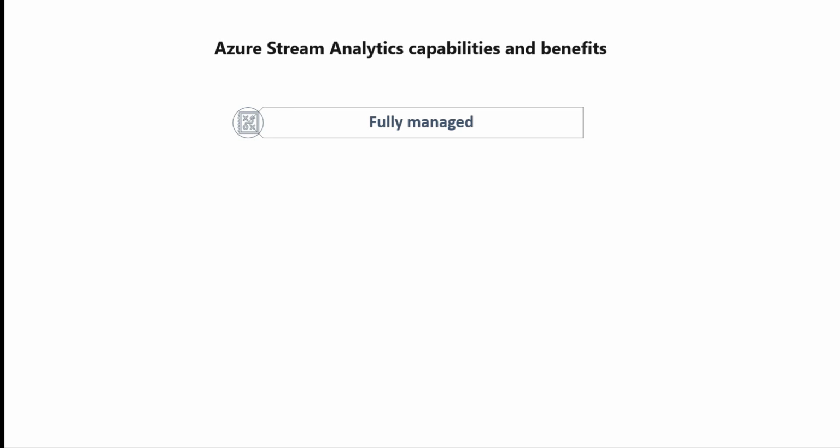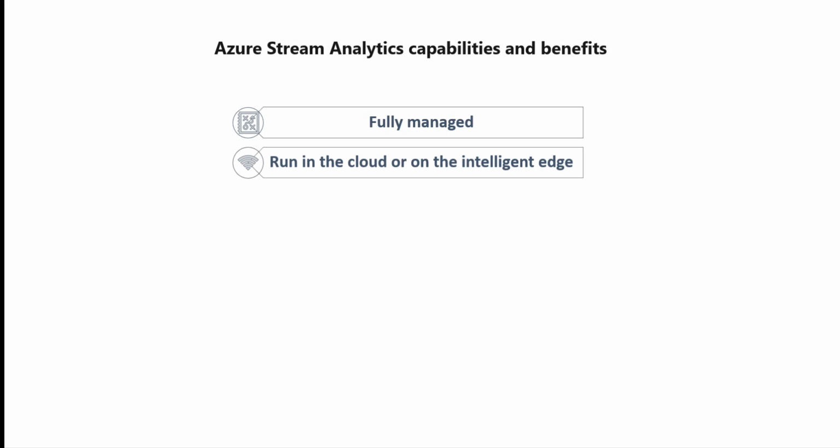The first benefit is that it is fully managed. When I speak about fully managed, we are talking about PaaS, Platform as a Service. You don't have to provision anything, either hardware or infrastructure, or update the OS or software. Stream Analytics fully manages your job, so you can focus on your business logic and not on the infrastructure. The next benefit is that it runs on the cloud or on the intelligent edge.